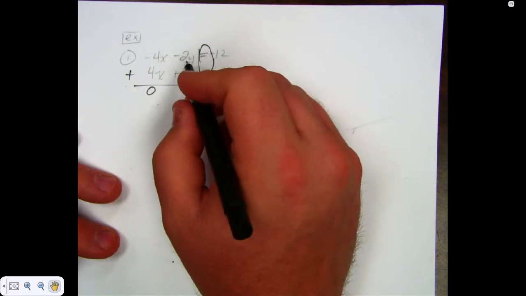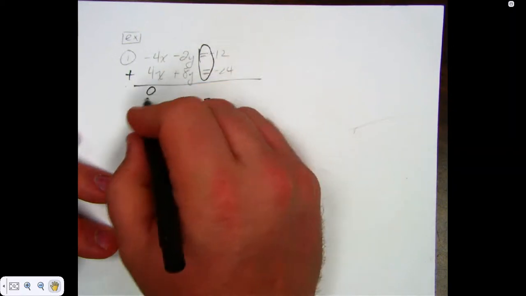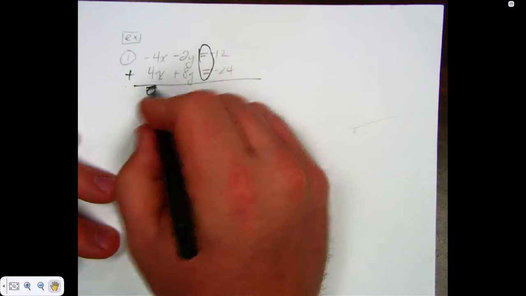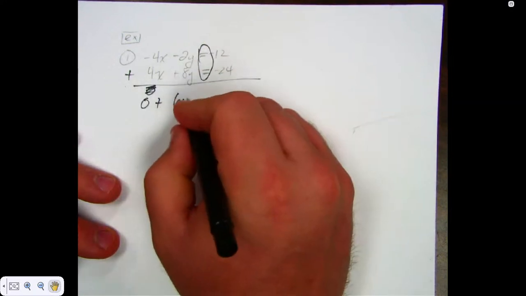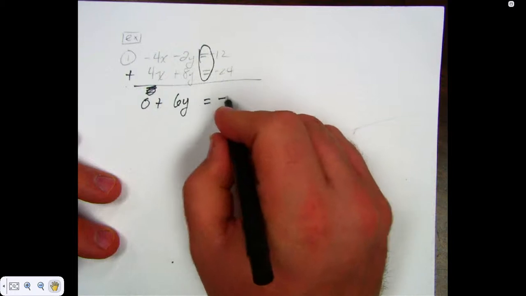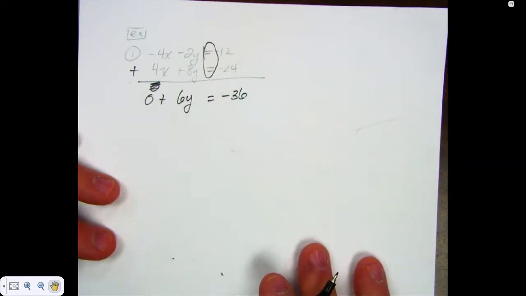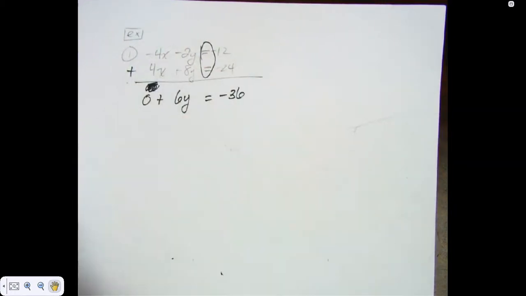Now, what is negative 4x plus 4x? What is negative 2y plus 8y? Does everyone agree? What do I get on the right side? Negative what? Now, the second step says if one of your variables adds to 0, go to step 3. Did one of our variables add to 0? Yes. Which one? X. So I go to step 3. Step 3 says solve for the one unknown that's left.